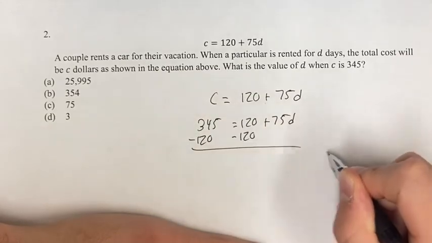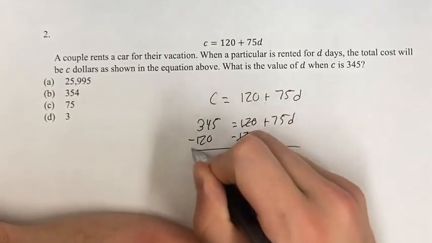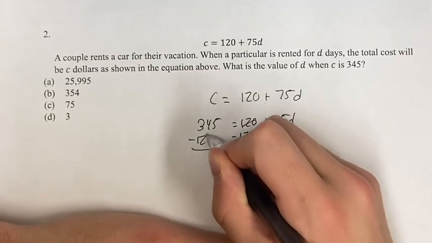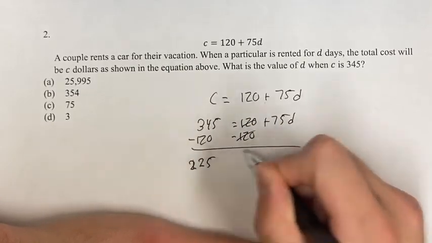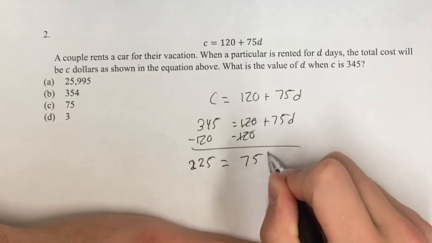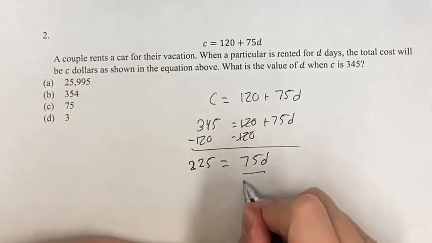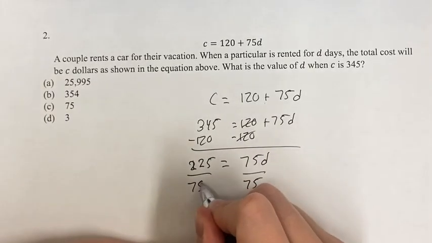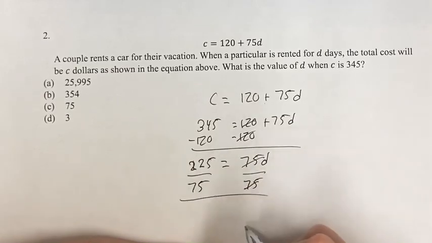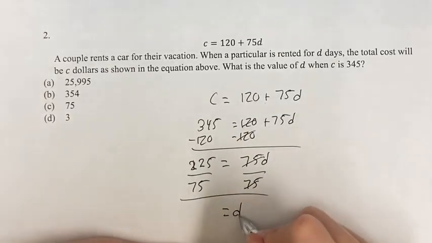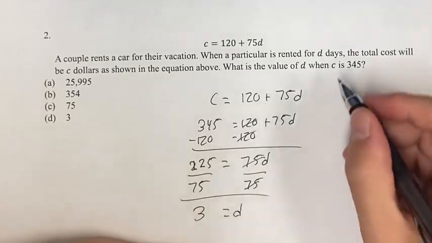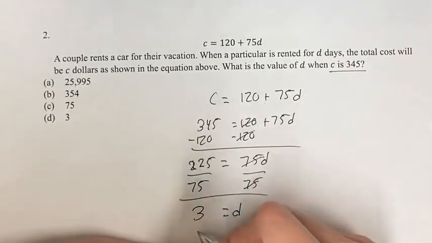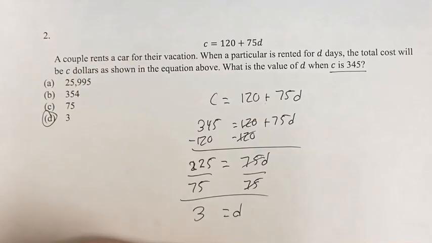First we do that by subtracting 120 from both sides. These cancel. Over here we have 345 minus 120, which is 225. And this is equal to 75D. We want to solve for D, so we can divide by 75. Again, do it to both sides. These cancel. We're just left with 1D is equal to 225 divided by 75, which is 3. So when C is 345, the value of D is 3, and therefore D is going to be your final answer.